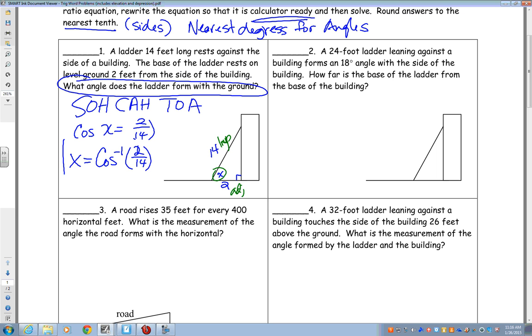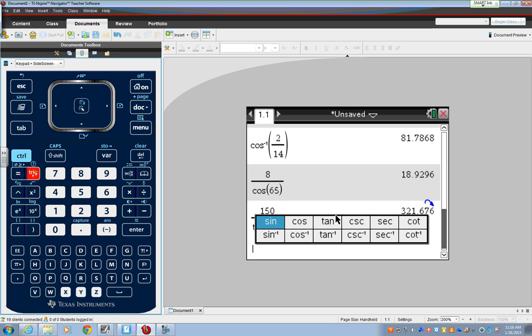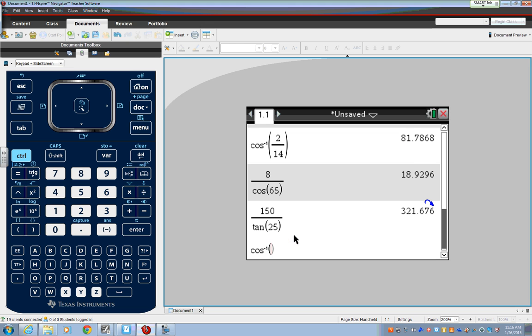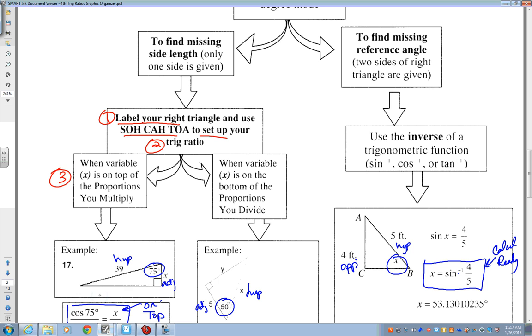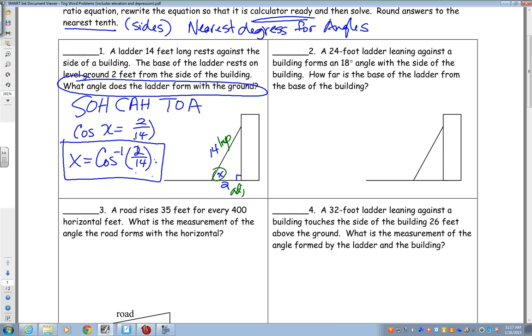All right, so this is the part that I have to see: the calculator ready stuff that you would put in your calculator, on your sheet. And then I want our answer to the nearest degree. Okay? So when we go to our calculator, go trig, cosine inverse, and we're doing 2 divided by 14. We're going to round to the nearest degree. So what would that be? 82 degrees. Good job. So number 1 is 82 degrees.